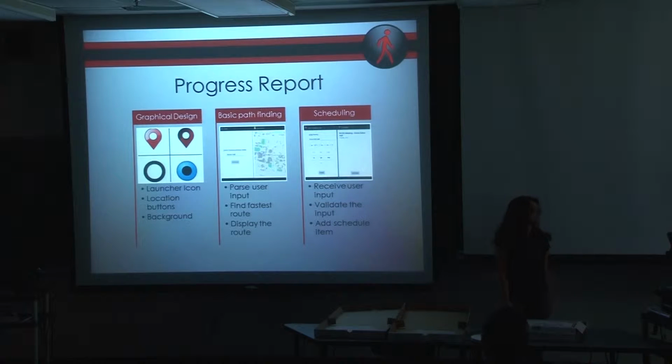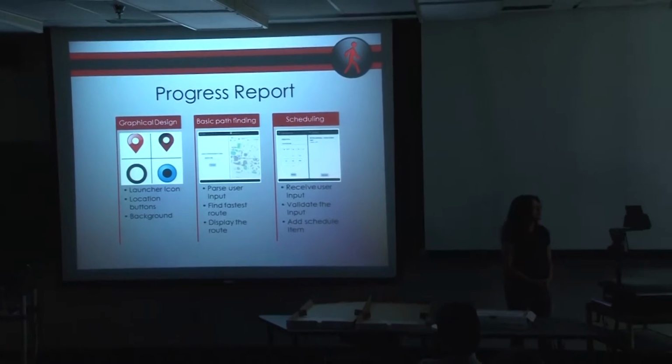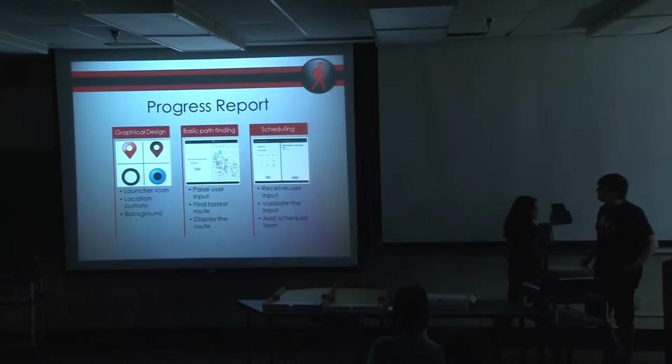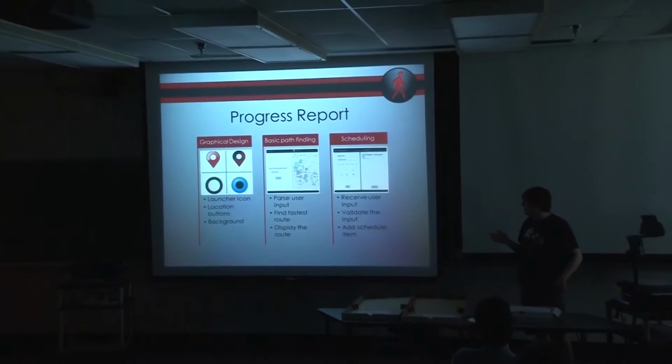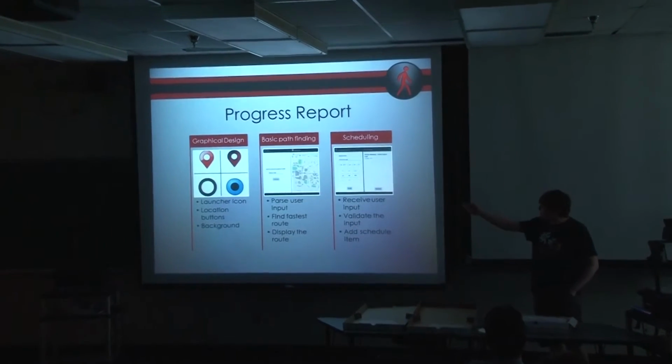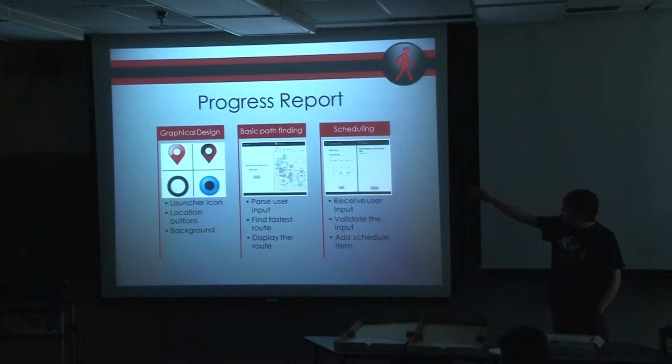Then I've been working on more of the back-end stuff for the app. On here we have basic pathfinding. You enter two locations on campus, click find the fastest route, and it brings you up to the map screen, where it displays the fastest route. You can't really see it on here, I'll have a demo later, but you can see the different points on the route and the starting point.